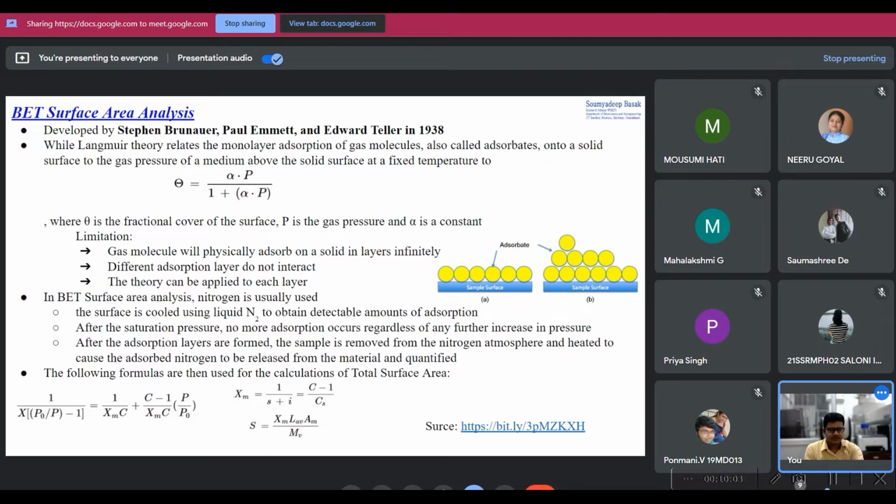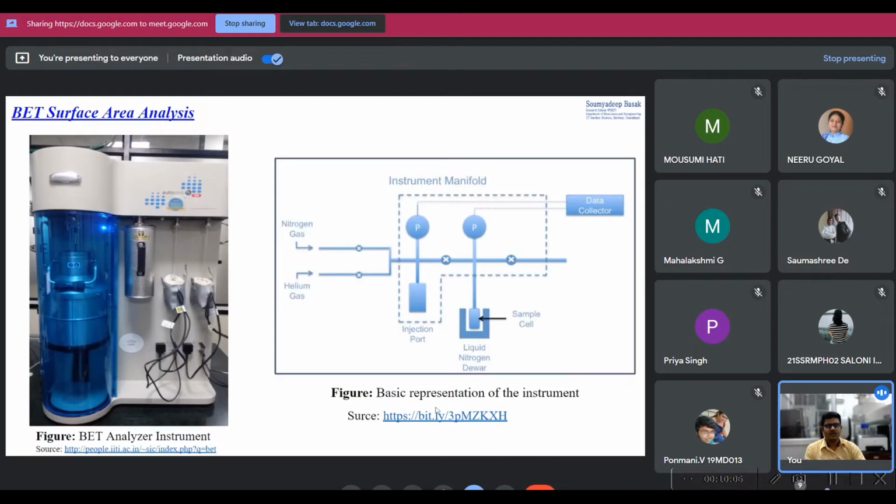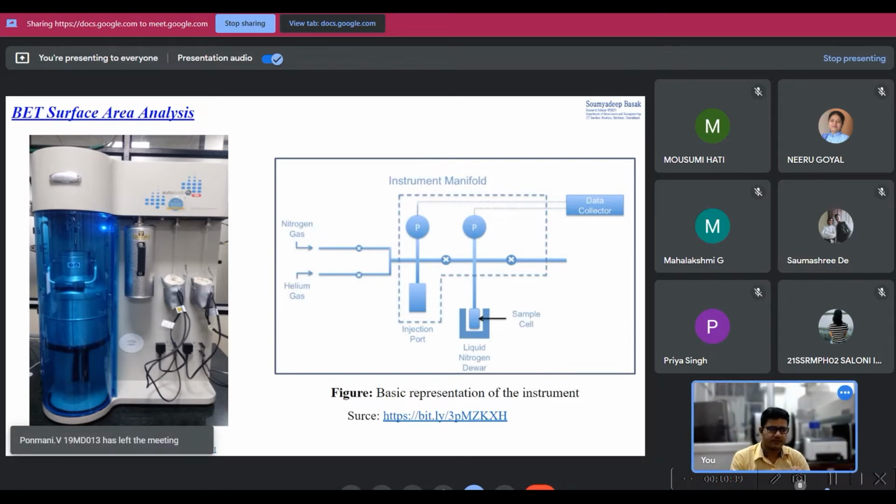So this is one classical BET analyzer instrument. It is at IIT Indore, I guess. In this instrument, you can see this part is for cooling down the sample. There is a liquid nitrogen chamber, so the sample is dipped inside, and using nitrogen and helium gas, the gas is pumped, and then measurements are done. You can see in the right panel the instrument diagram, showing the components of the instrument and how they are laid out.